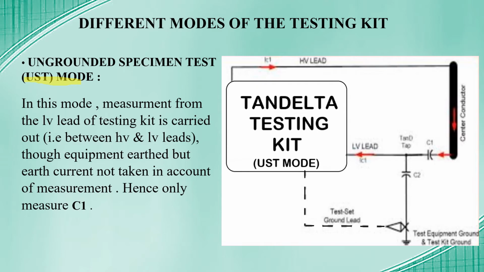You must understand one thing, that based on the value that you want to measure, or the degree of insulation you want to measure, the different modes are defined. As in UST mode, it measures only this value C1, or we can say the main insulation, and the ground lead gets masked. The measurement from this lead is not taken into account. So this mode is called the ungrounded specimen test.